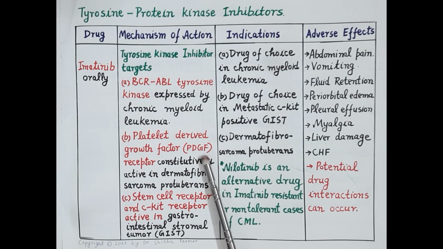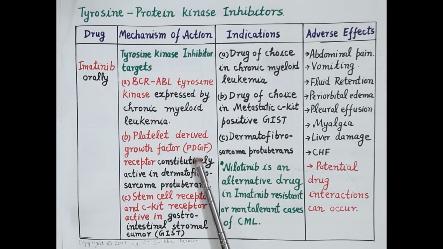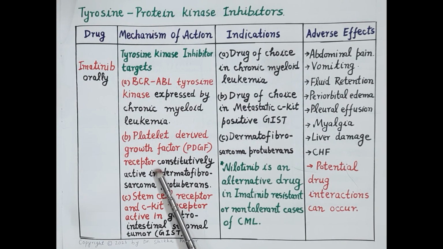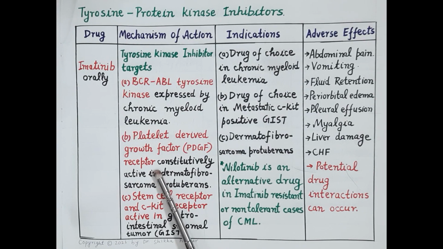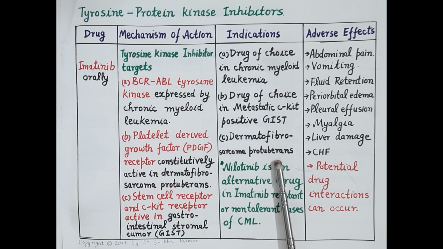Now, another target of imatinib is the platelet-derived growth factor receptor. Platelet-derived growth factor receptor is also a receptor tyrosine kinase. So, this receptor has tyrosine kinase on the intracellular domain. Now, imatinib binds to the ATP binding site of tyrosine kinase, and again it prevents the phosphorylation of proteins, thereby preventing the proliferation of cells. Now, this receptor is overexpressed in dermatofibrosarcoma protuberans.